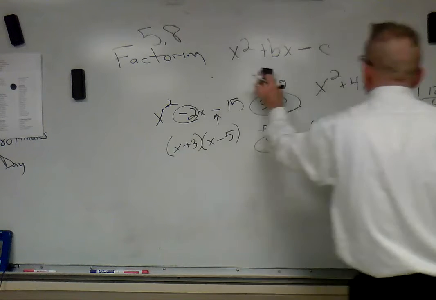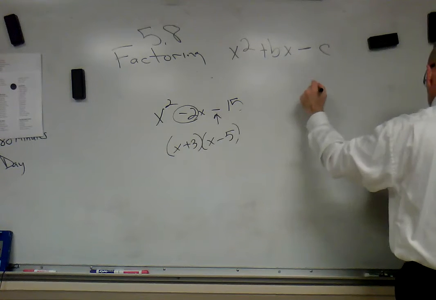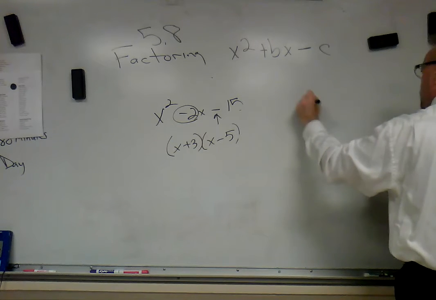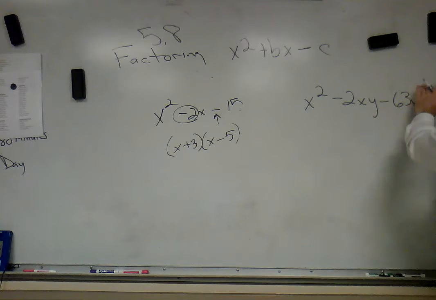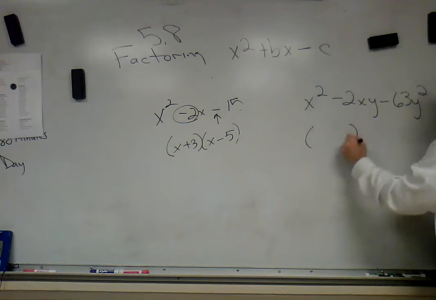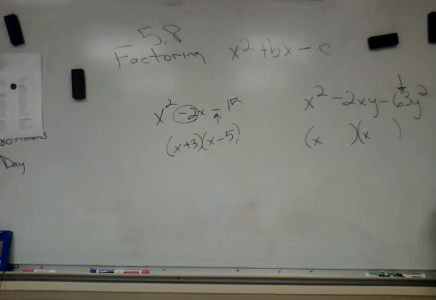We could have multiple variables, 2 variables. So we have this one, x squared minus 2xy minus 63y squared. So that's just 1, so we know it's just going to be x next. But we need to look at this 63. What are factors of 63? 1 and 63, 3 and 21, anything else?